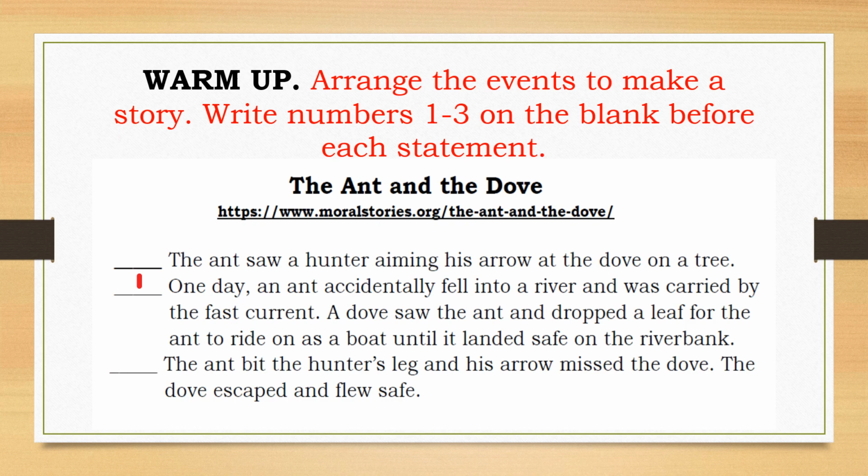One day, an ant accidentally fell into a river and was carried by the fast current. A dove saw the ant and dropped a leaf for the ant to ride on as a boat until it landed safe on the riverbank. The ant saw a hunter aiming his arrow at the dove on the tree. The ant bit the hunter's leg, and his arrow missed the dove. The dove escaped and flew.